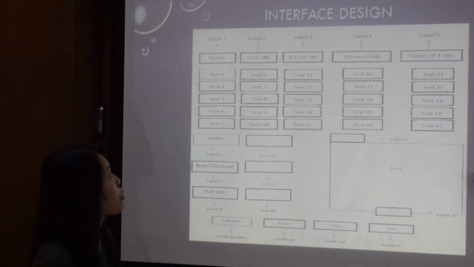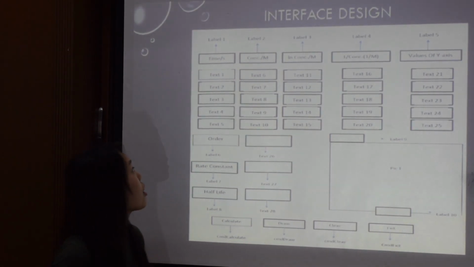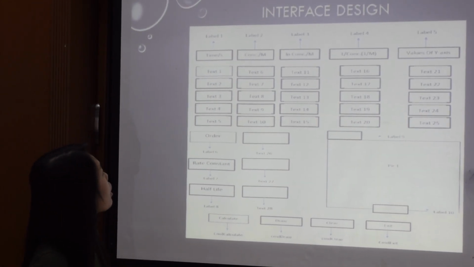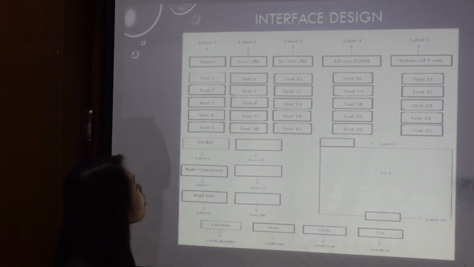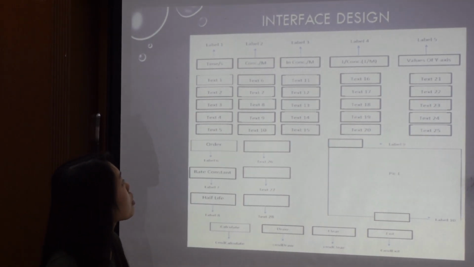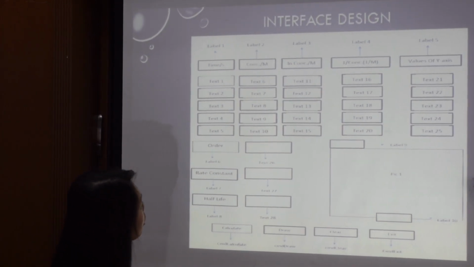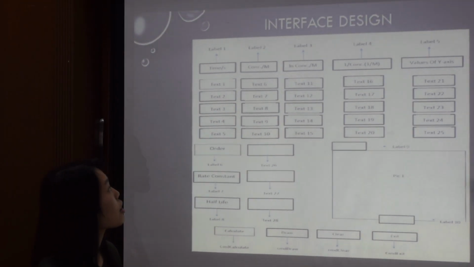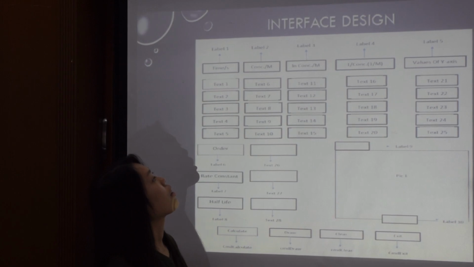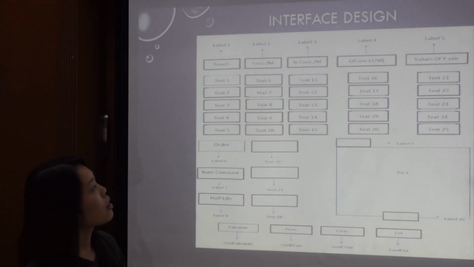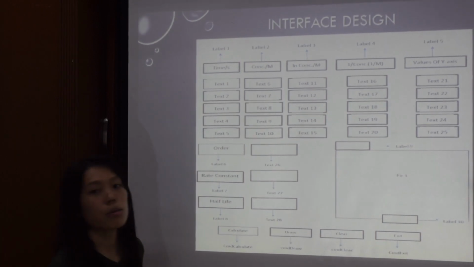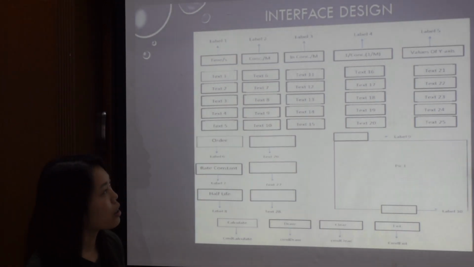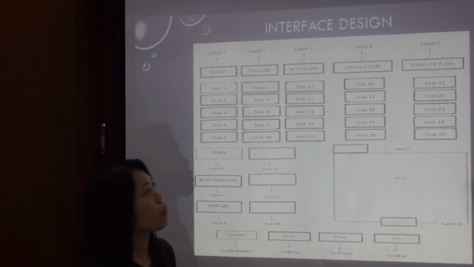Okay, so I am going to explain about the interface design. Label 1, the name is lblTime, and the caption is time. The name of label 2 is lblConcentration, and the caption is concentration. The name of label 3 is lblLnConcentration, and the caption is ln concentration. The name of label 4 is lbl1/concentration, and the caption is 1/concentration. The name of label 5 is lblValueOfYAxis, and the caption is value of y-axis.